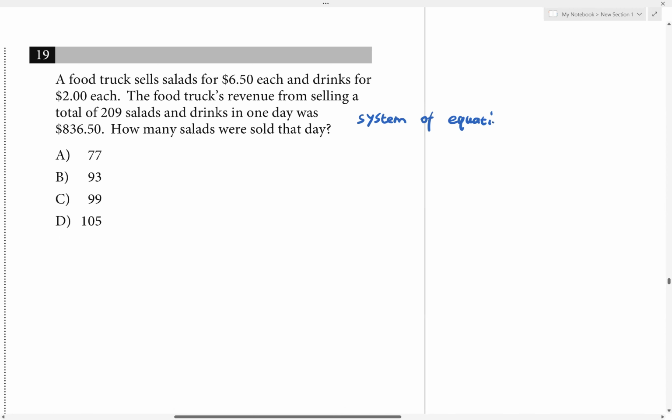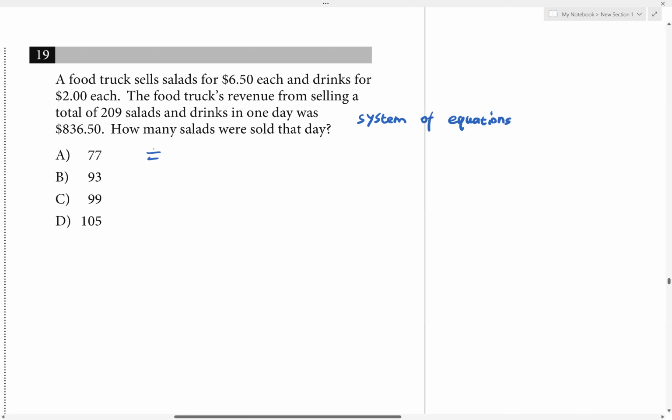And these questions show up a lot on the test. So you want to make sure we know how to do this type of question. So first we have to write two equations based on this word problem, and then we can solve from there. One of the equations will come from the total number of salads and drinks, and the other equation will be based on the total revenue. But before we write our equations, let's first define our variables.